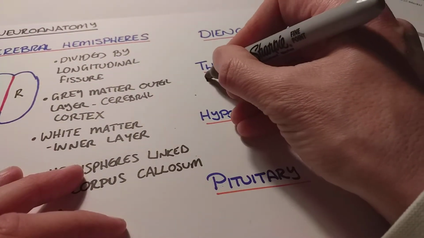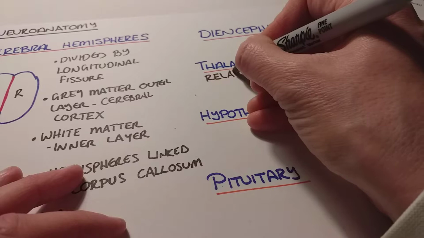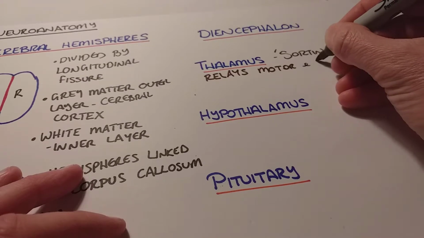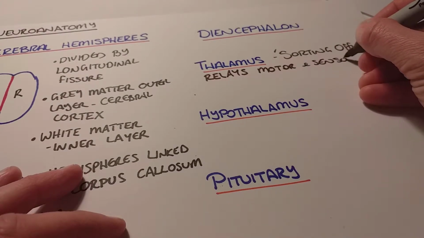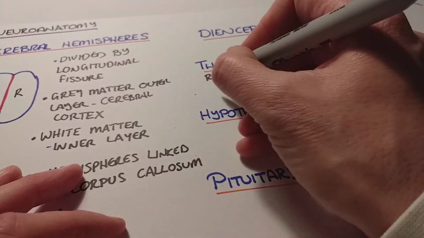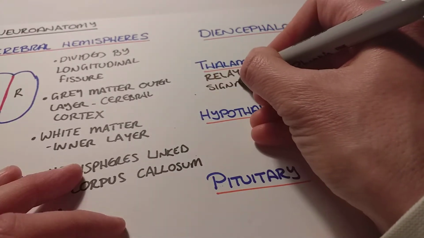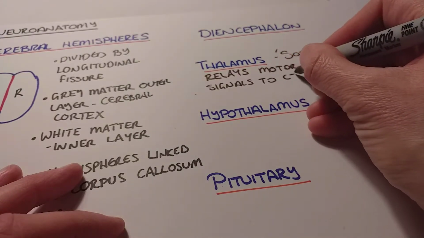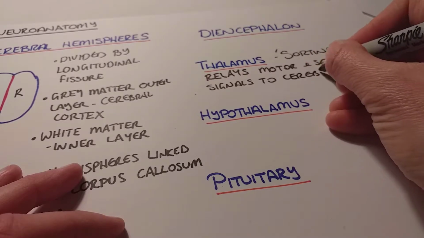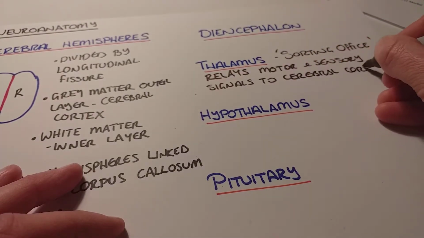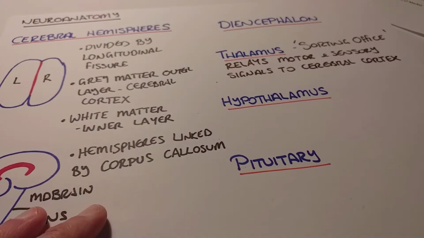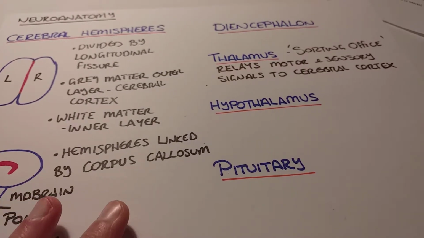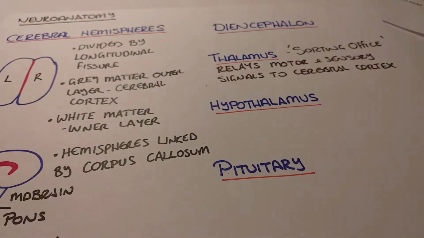So let's put that here. Relays motor and sensory signals to the cerebral cortex, which is, as we said, the grey matter, the outer layer of the brain. This is a different colour, by the way. It's brown rather than black.